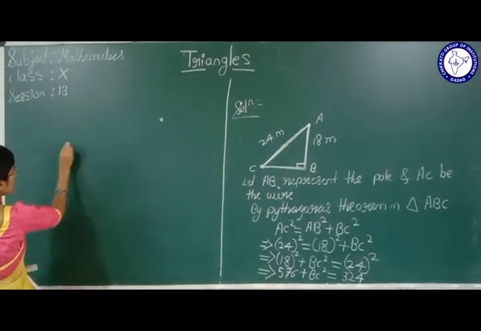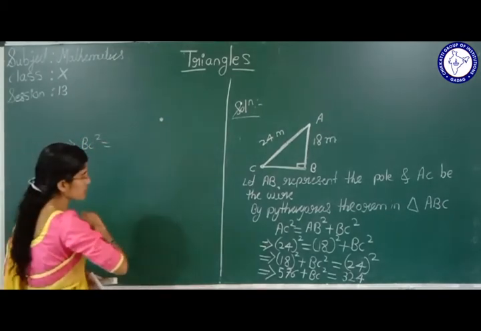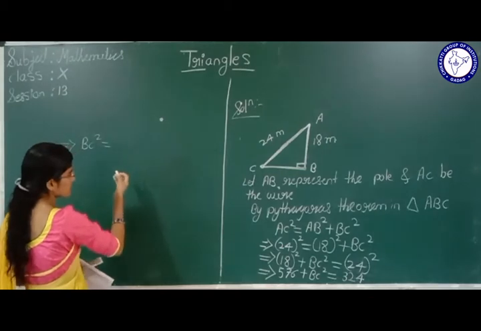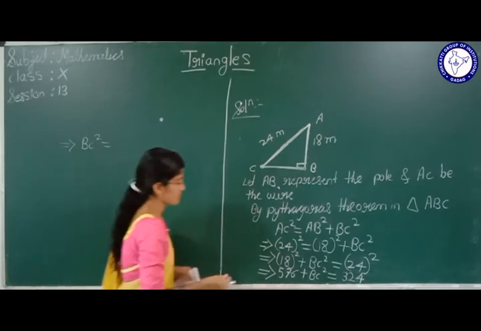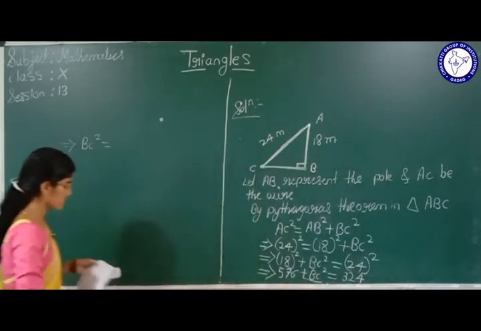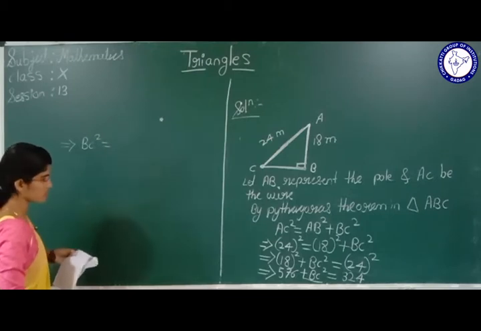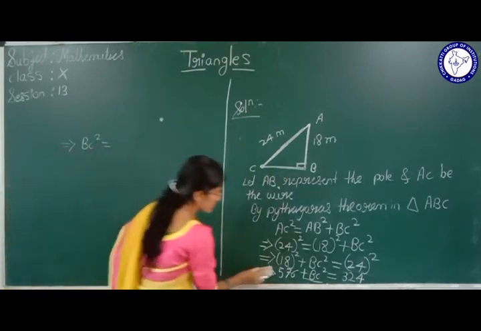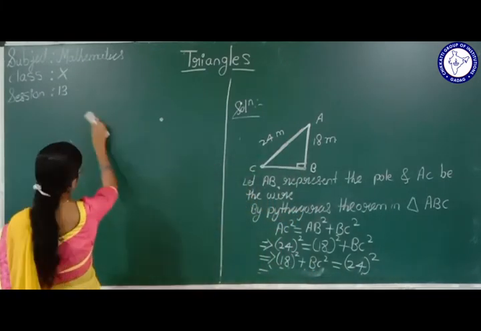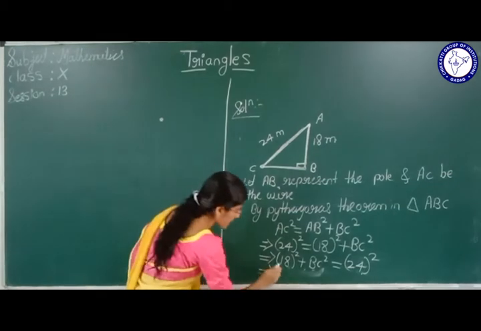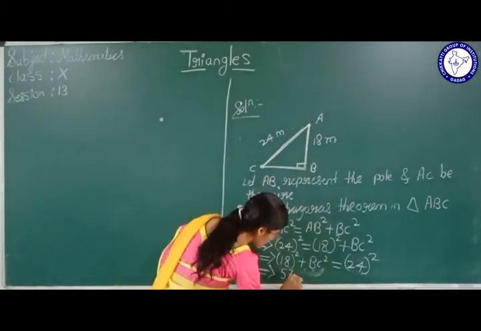So this implies BC square is equal to, okay, here 18 multiplied by 18 is 576. Okay.